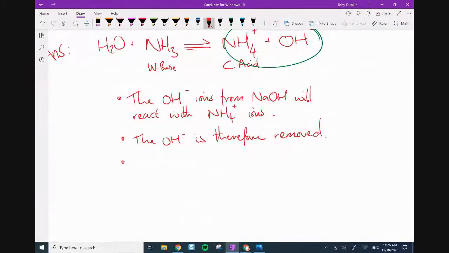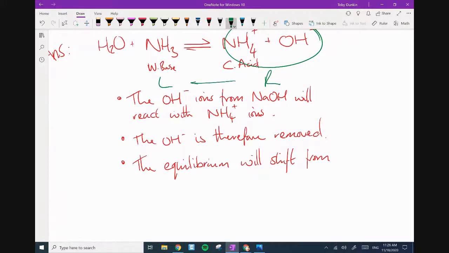So we now need to say the equilibrium will shift, in this case, from right to left. It's going to shift that way. Shift from right to left.